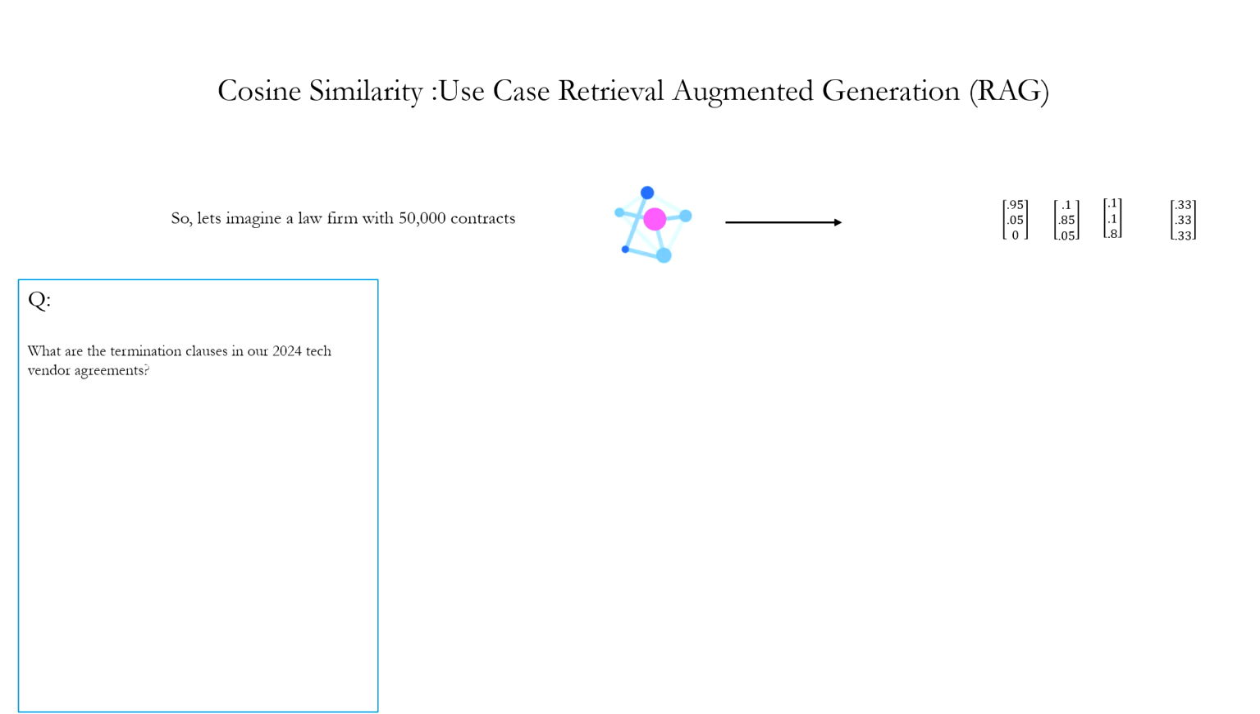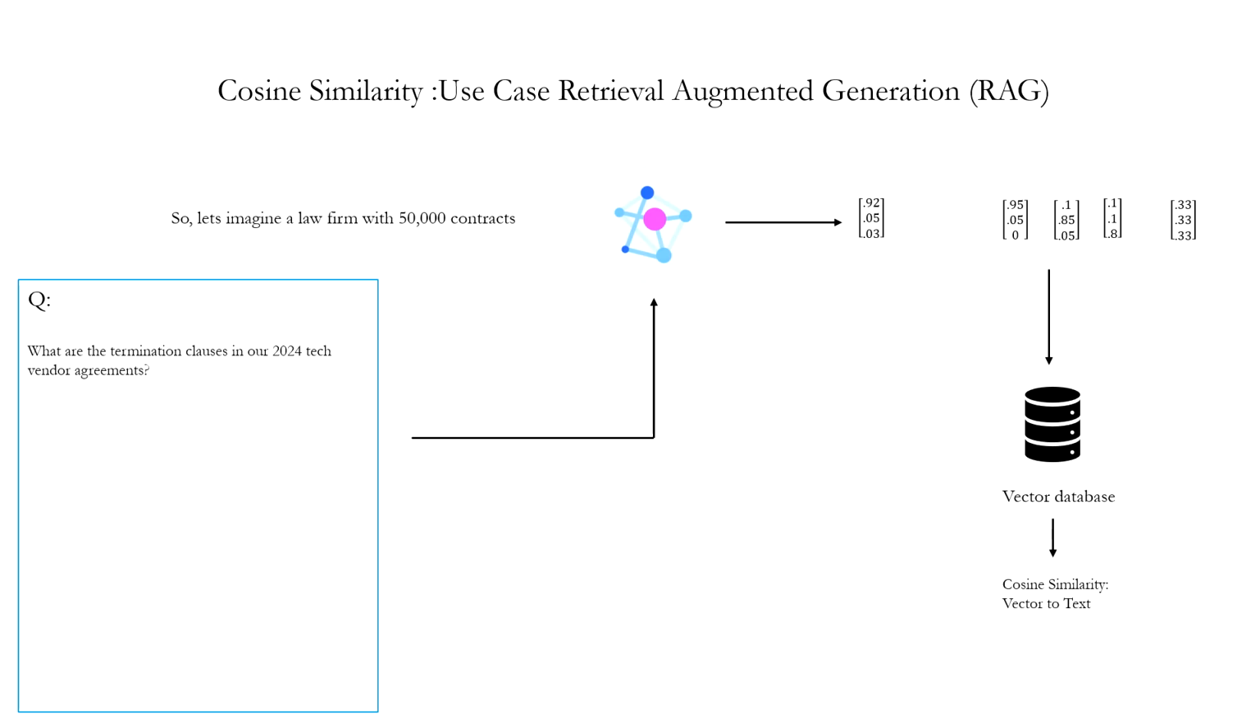Now, in our UI, we ask the question, what are the termination clauses in our 2024 tech vendor agreements? That question would also have to go into the embedding, and there would be an embedding vector that's created from that. From there, all of these vectors would go into a vector database, and cosine similarity, right, would be applied.